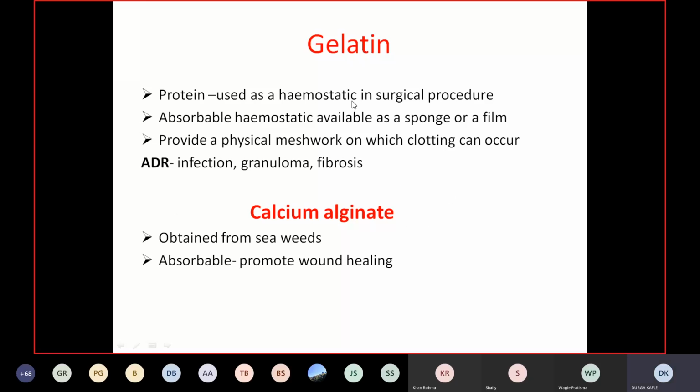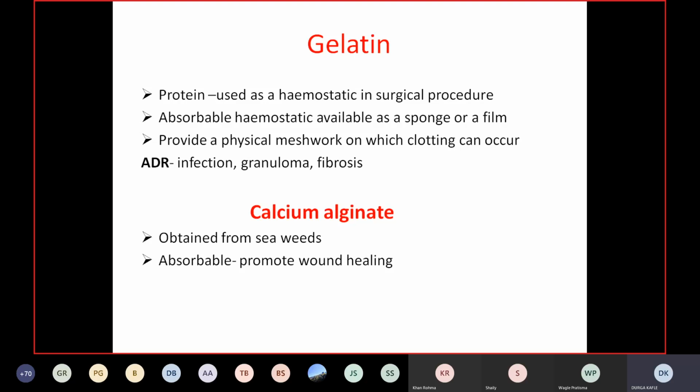Next, we have the gelatin. This is a protein which is used as a hemostatic in surgical procedures. It is an absorbable hemostatic, available as a sponge or a film that you can directly apply at the site of the bleeding. So there is no need to take it out after bleeding. It will self-absorb over there.